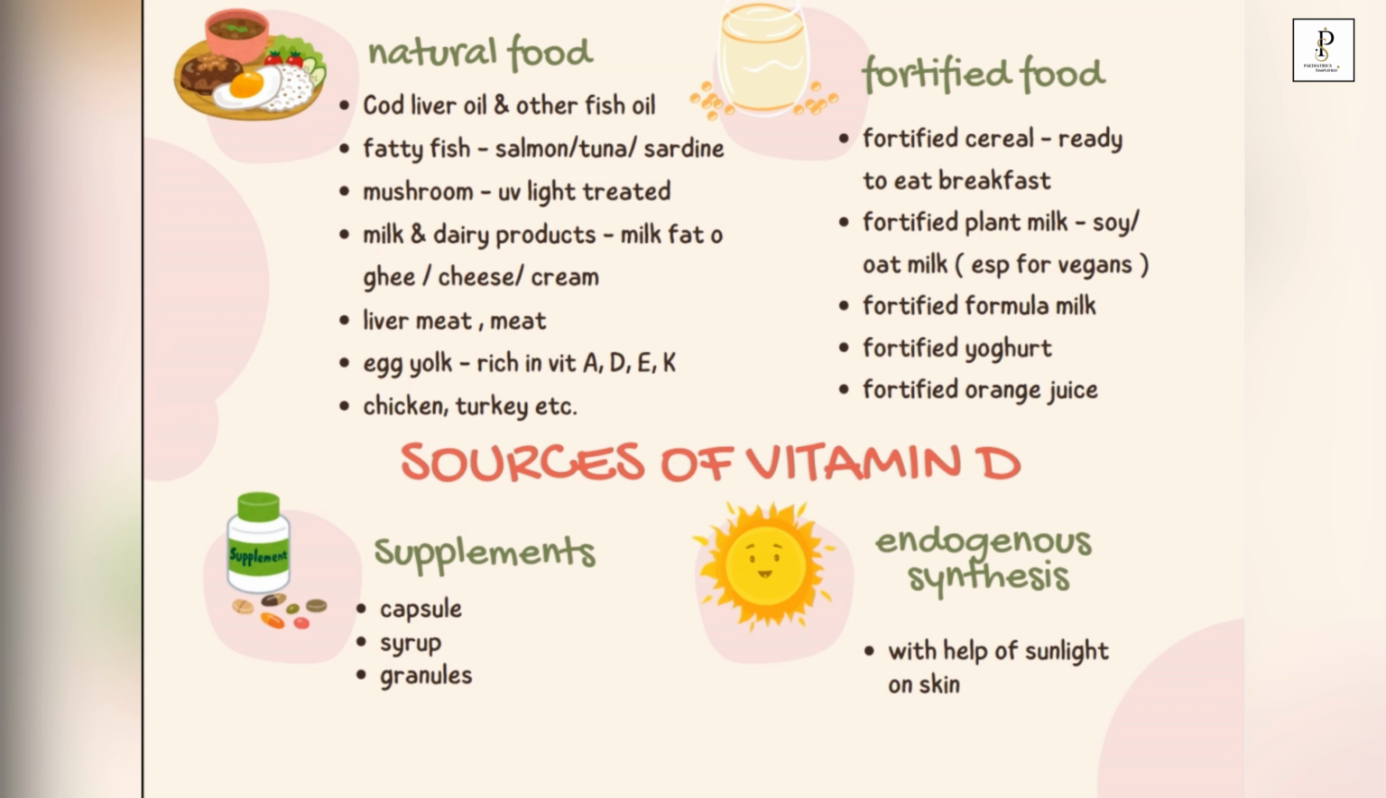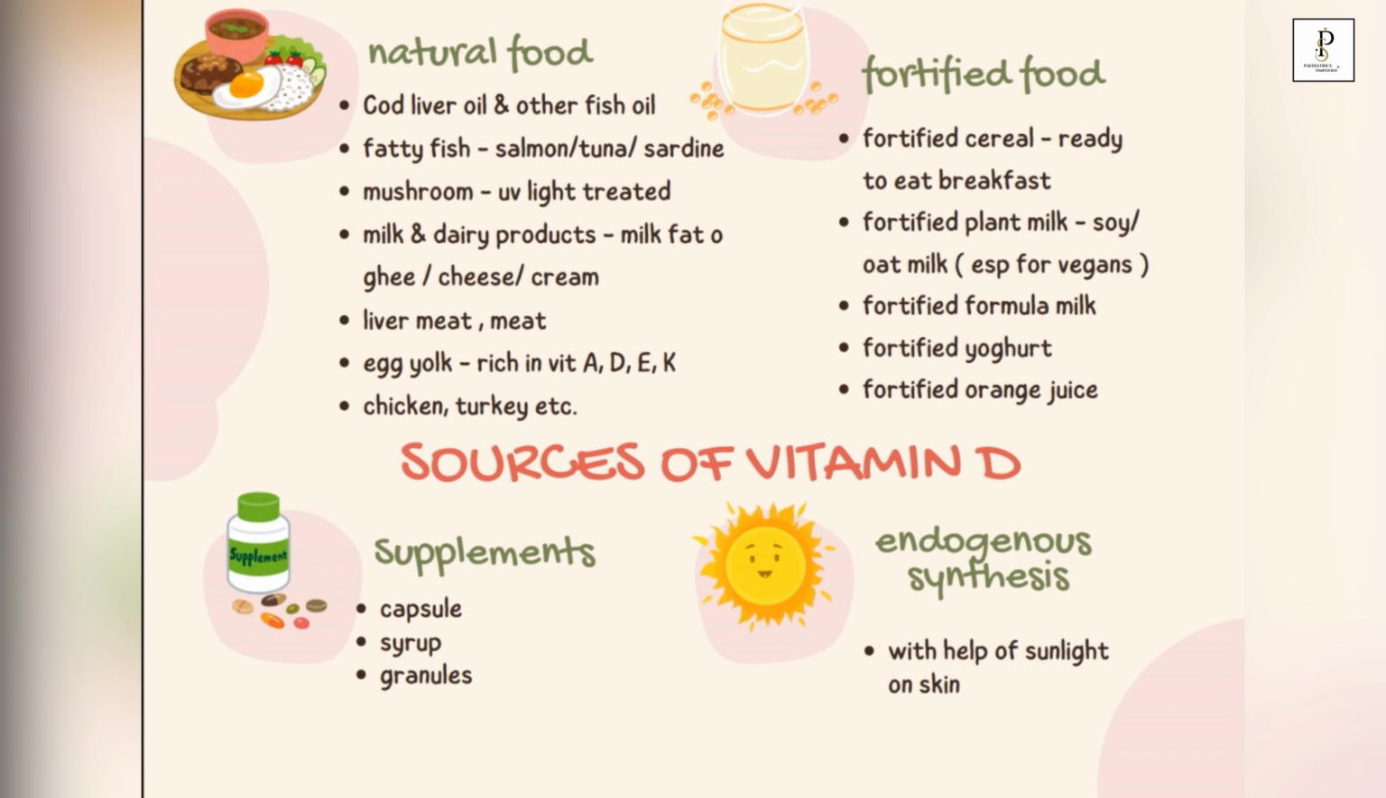Fatty fish like salmon, tuna, sardine also has a good amount of vitamin D. Mushrooms, especially the mushrooms which are UV light treated to increase their vitamin D content, are packed with vitamin D. Milk and dairy products like milk fat or ghee, cheese and cream are good sources of vitamin D also. Liver meat and meat. Here I have specially mentioned liver meat.